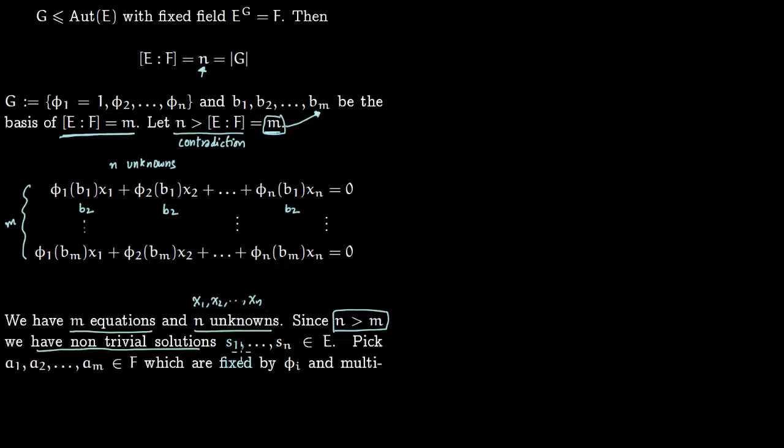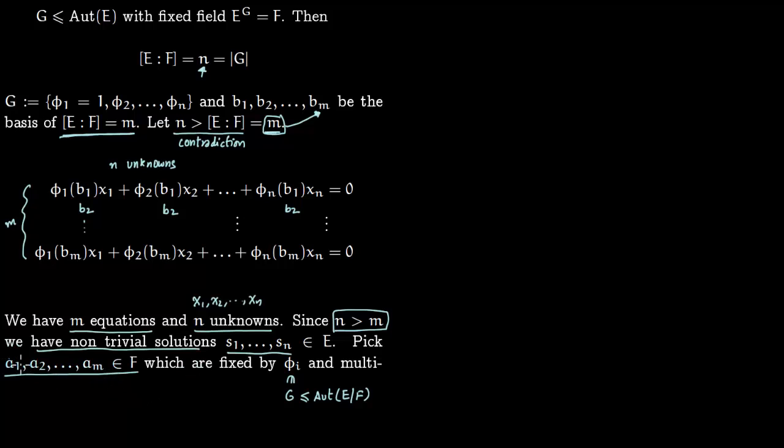Say the solution is s1, s2 all the way to sn, and they could lie in F, and therefore they will also lie in E. Now you pick some elements a1, a2 all the way to am in F. These are fixed by phi i, which could be any of these phi's here, 1, 2, 3, whatever. This phi i lies in G, and G is a subgroup of automorphisms of E over F. So these phi i's therefore fix all these elements.